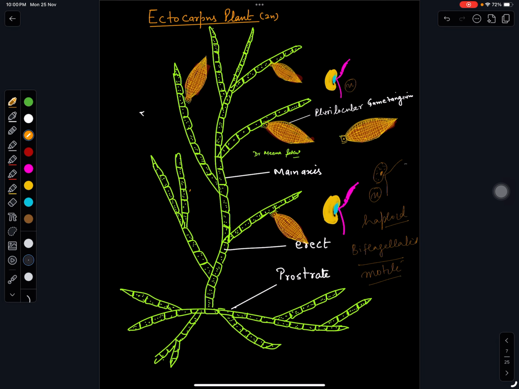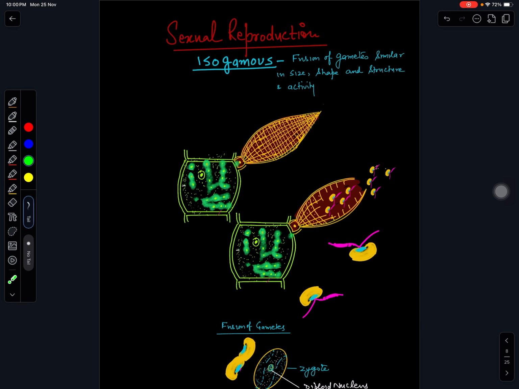So Ectocarpus plants can be monoecious, meaning gametangia are born on the same plant. This is producing a gamete, this is producing a gamete, and they both are fusing, or the same gametangium can produce the gametes and they can fuse with each other. So this is the monoecious condition. But when the gametangia are from different plants, then it is called the dioecious condition.